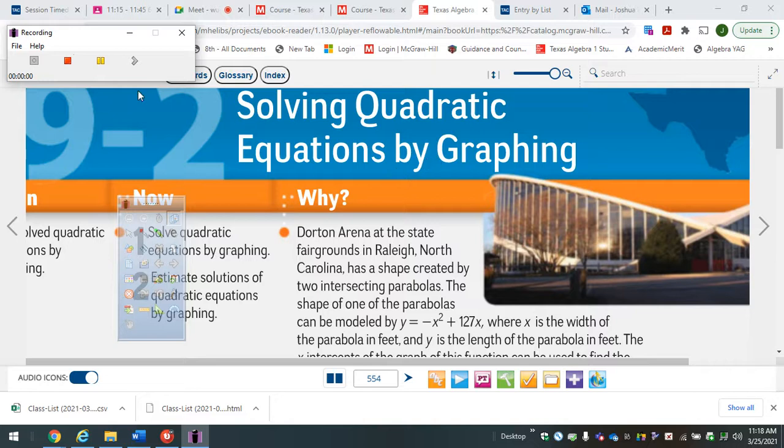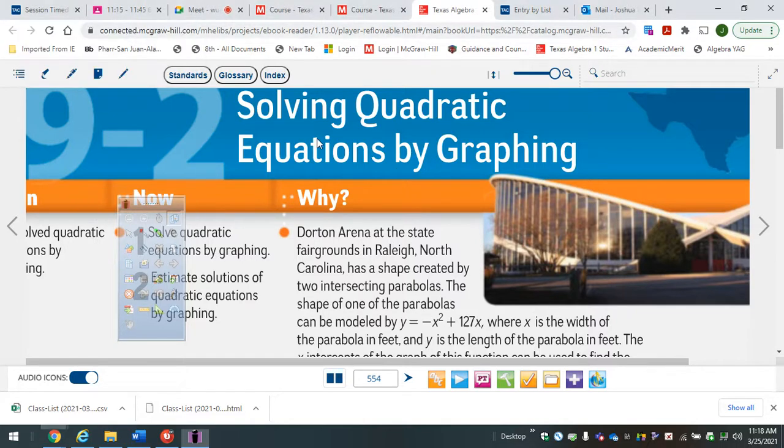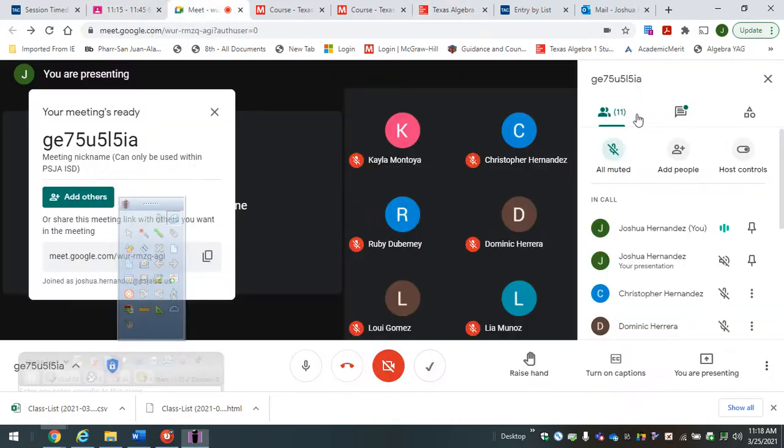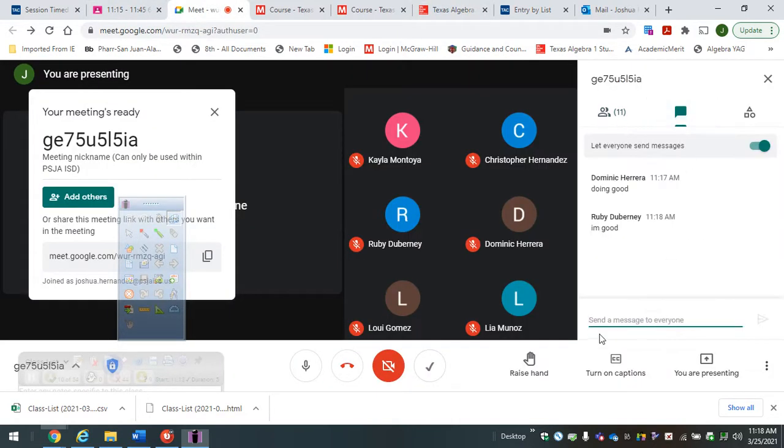Solving quadratic equations by graphing. Just a quick review. What in the world is solving? Do y'all remember what solving means? Anybody know? Can you associate anything with solving? Guys, come on. You only get better if you understand solving. What does solving equal? Christopher, let's go. Kayla, Dominic, Ruby, Louie, what does it mean?